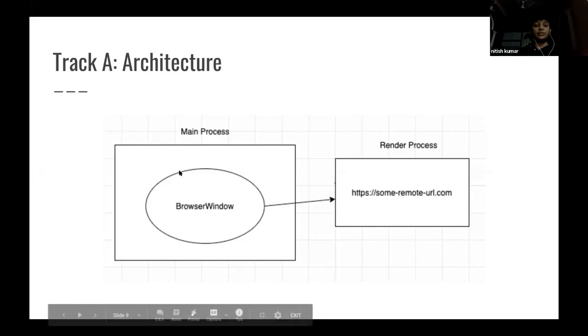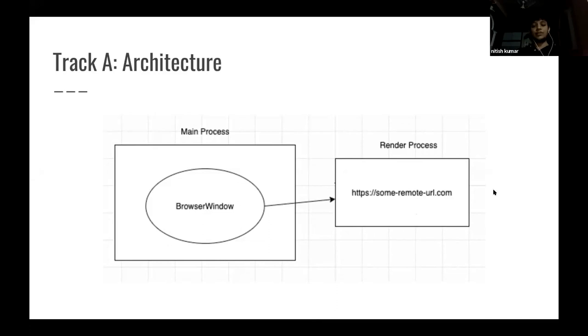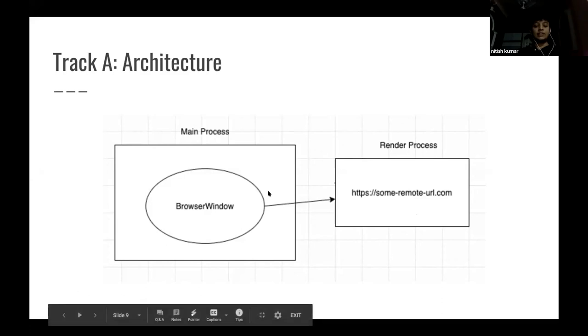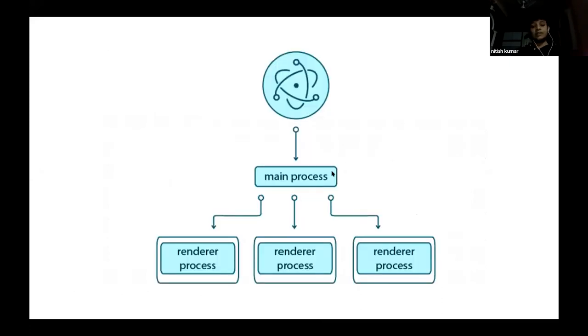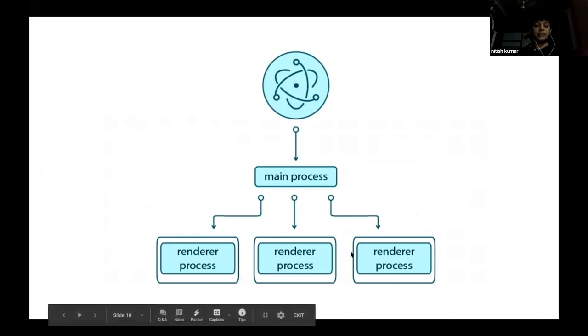You have a main process. You've spawned a browser window. And you've loaded some remote url.com site into this. And now this is an Electron application. So what you've done basically is you've converted your site into an Electron application. I'll give you a little more insight into what Electron is. Exactly as I said, there is a main process, like Chrome has a main process, and there are multiple render processes. Each of these render processes can be a browser window.